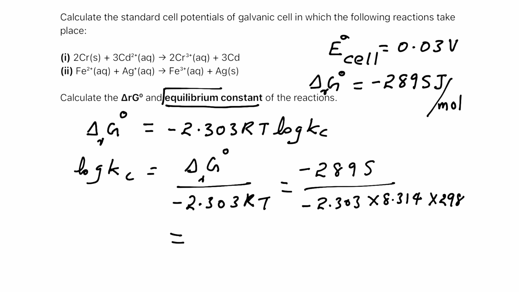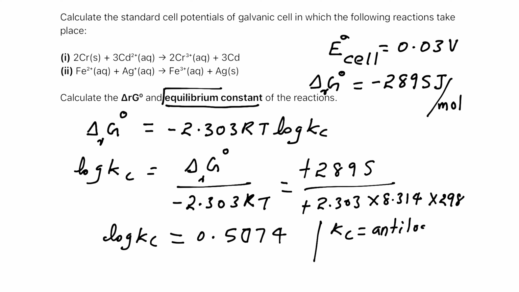On dividing, you will get like 0.5074. Now, this is log Kc, right? Now, what is Kc? Take anti-log of this. So, anti-log of 0.5074. You can use logbook, 3.22. You are getting the final answer. Hope all of you understand.